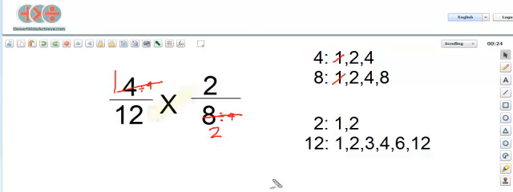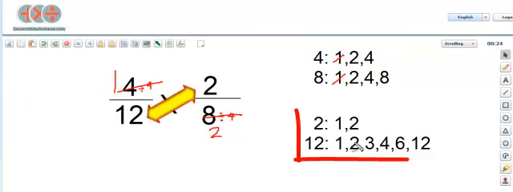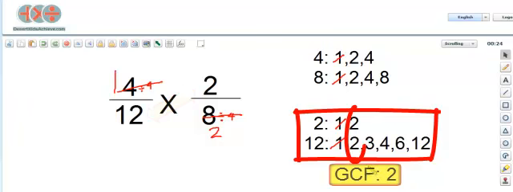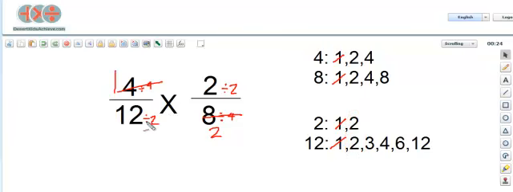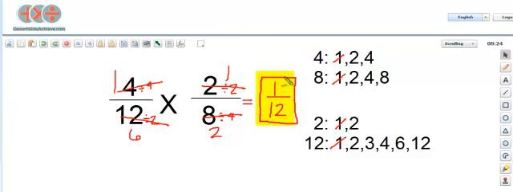Next, let's look at the cross products of 2 and 12. Other than 1, 2 and 12 share a greatest common factor of 2. So let's divide these by their greatest common factor. 2 goes into 2 once, and 2 goes into 12 6 times. Now multiply across. 1 times 1 is 1, and 6 times 2 is 12. And that is your final and reduced fraction, or your fraction reduced to lowest terms.